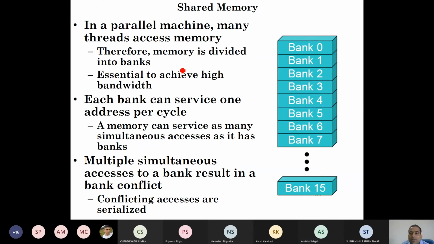Yes. So memory is divided into banks. It is just like that. Suppose my room currently has only one door. One door means only one person can enter at a time. If multiple people want to enter, they have to serialize. That means one person will enter, then next, then next. In parallel, they cannot enter.